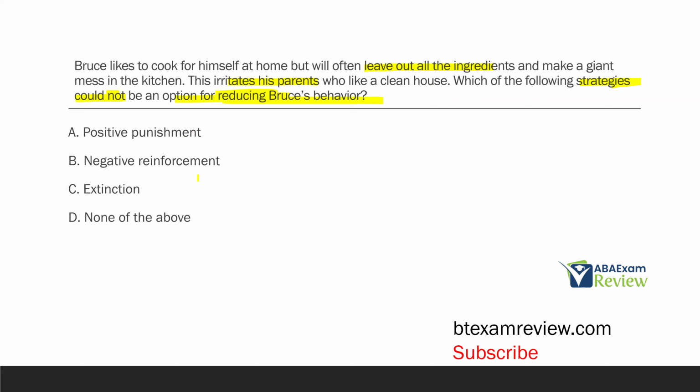B, negative reinforcement. Would we ever use reinforcement to reduce behavior? No. Reinforcement does not reduce behavior. It only increases behavior. Negative reinforcement would never be an option to reduce a behavior. And then extinction. Is extinction an option? Absolutely. Extinction and punishment are 2 options for behavior reduction. And so if we're looking at the following strategies, the only option that could not be an option to reduce Bruce's behavior is going to be B, negative reinforcement.